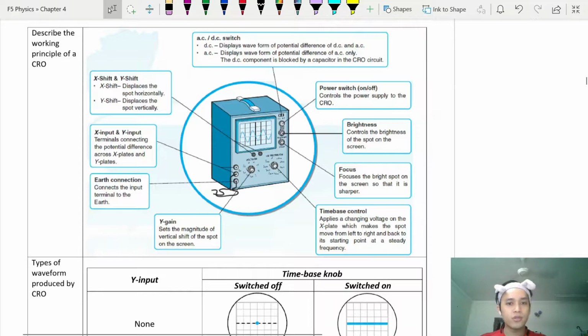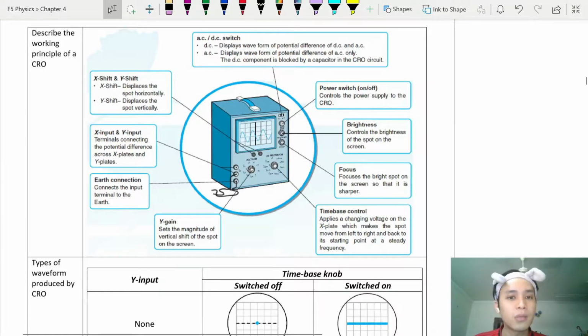Okay, hello everyone. So for this chapter 4, I'm not going to go into the technical or theoretical aspect of the cathode ray, because that is basically a lot of factual information. But if you really cannot understand what a cathode ray actually is, you can just leave a comment below and I will produce the video for the earlier part, if you guys really need it.